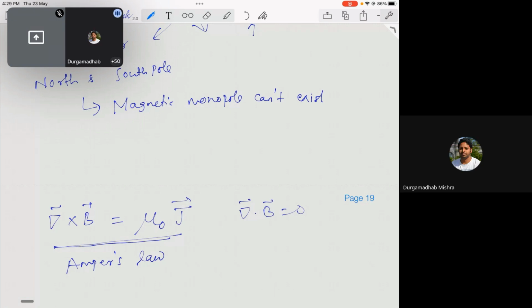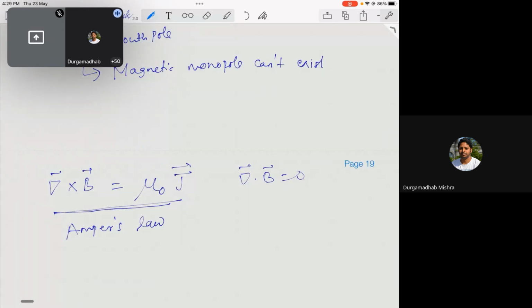Okay. So this is nothing but your Ampere's law, which you can best use in an integral form.